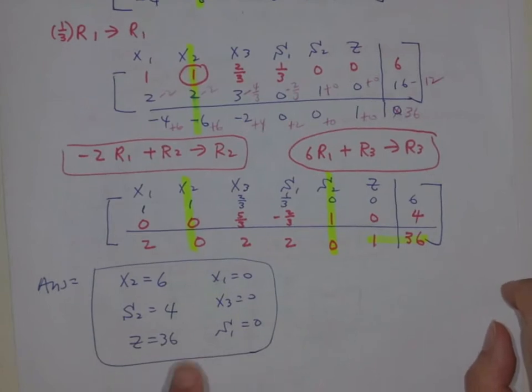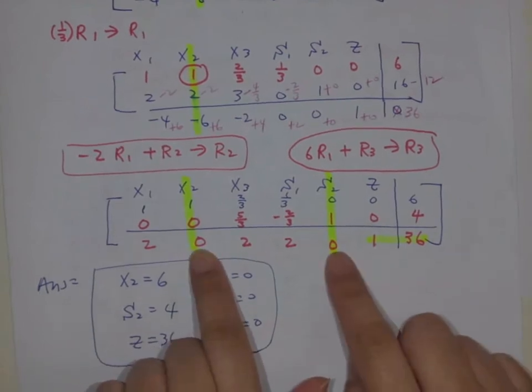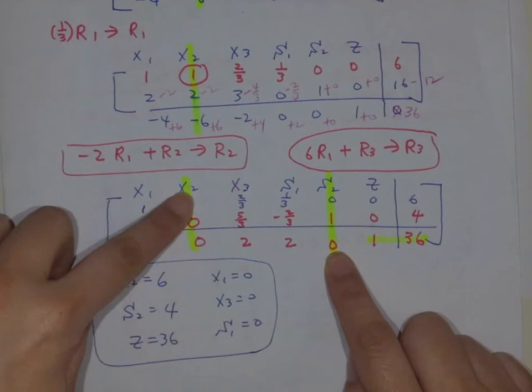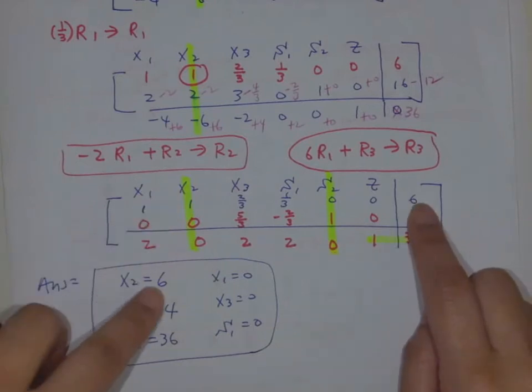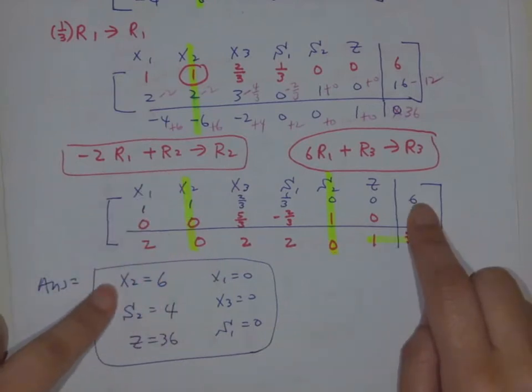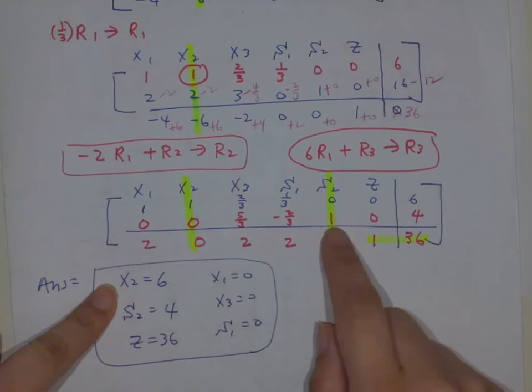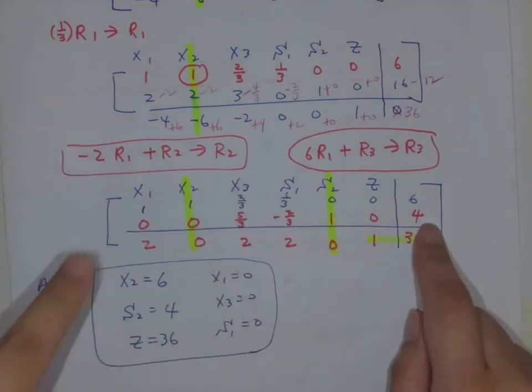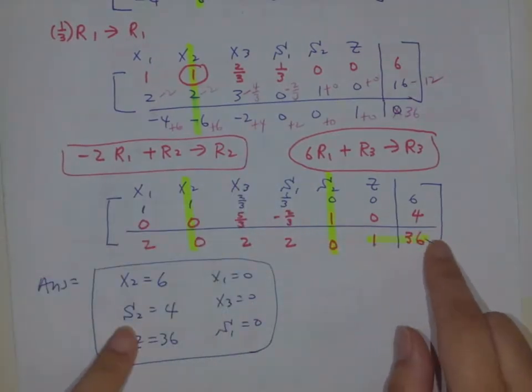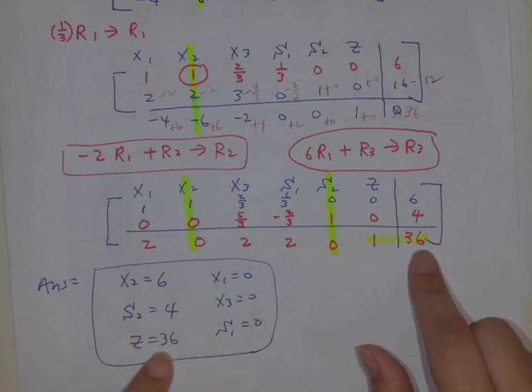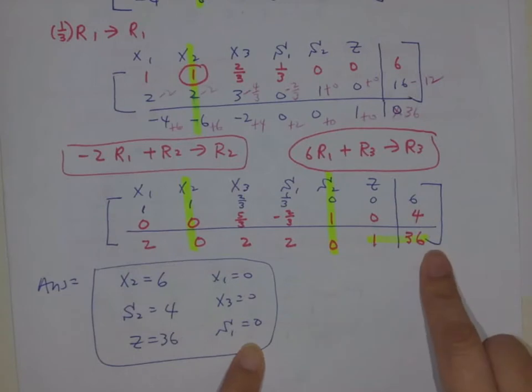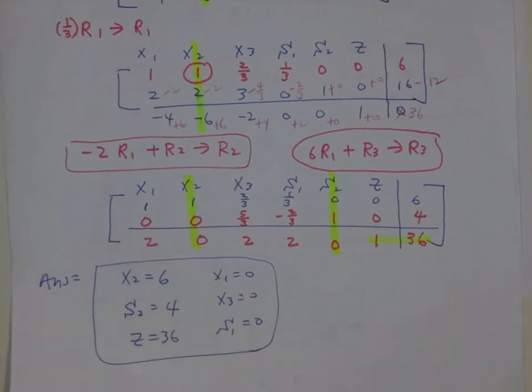Remember, when we read the answer, the one that comes with 0 is your answer. So x1 is 6, x2 is 6. And then we have s2 is 4. And then don't forget your z value here is 36, and the rest of them would be 0 for the answer. So that's the first example.